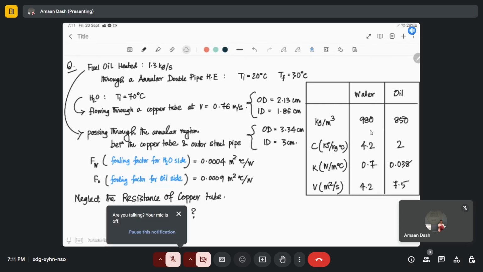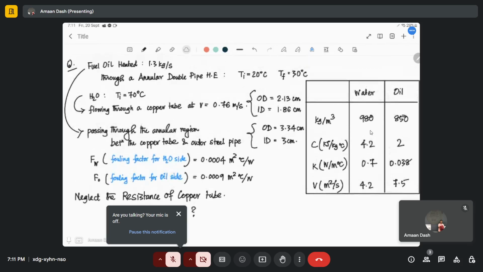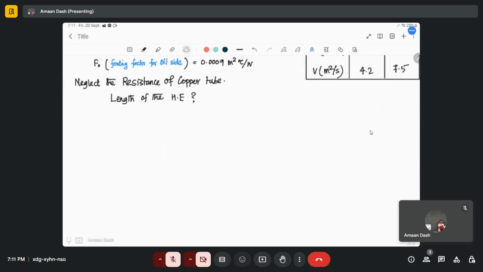Okay, so let's start solving this question. So first you need to see, unlike previous questions, here mass flow rates are not given. So let's start with calculating the mass flow rate. Okay.